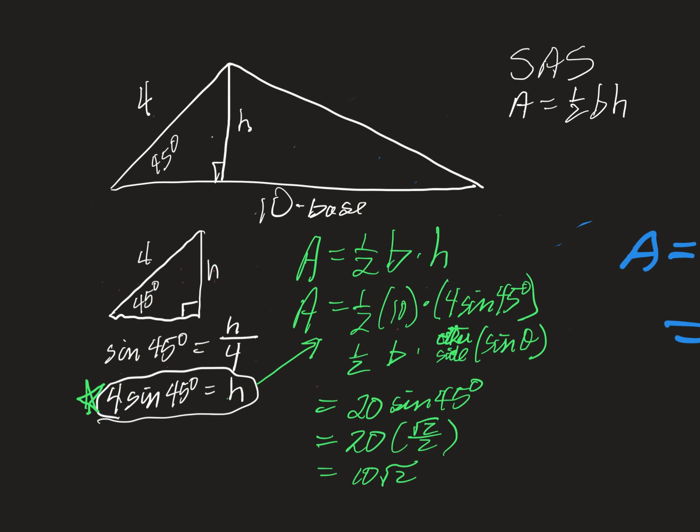We drew our height this way, but I could have drawn the height from here. And if you'll remember, even with some triangles, particularly obtuse triangles, the heights end up being outside the triangle. So this would have been the height, and the 4 would have been the base. And then you would have had 10 times the sine of 45 to get the height, because here's our 45 degree angle, and h, the height, is opposite over the hypotenuse 10.